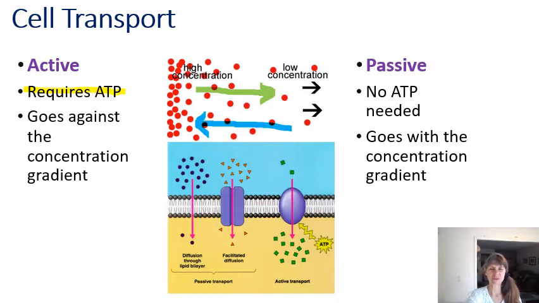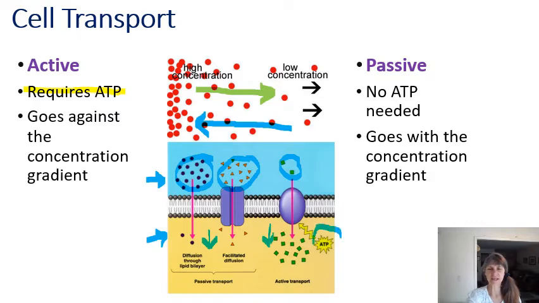Here we have some examples of molecules going down their concentration gradient from an area of high concentration to an area of low concentration. Those are the first two pictures on the left. High concentration to low concentration. However, the picture on the far right, we have substances being moved from low concentration to high concentration, which means we need energy in the form of adenosine triphosphate.